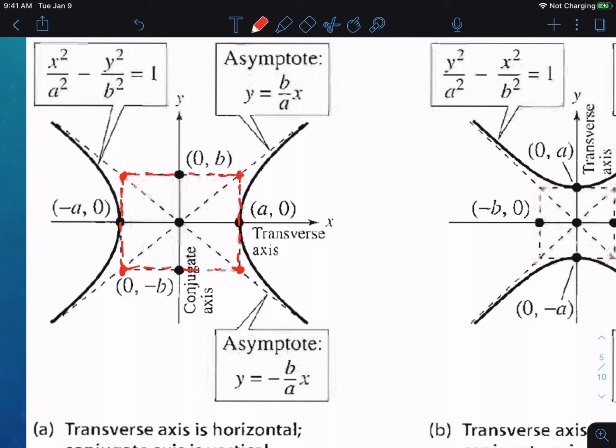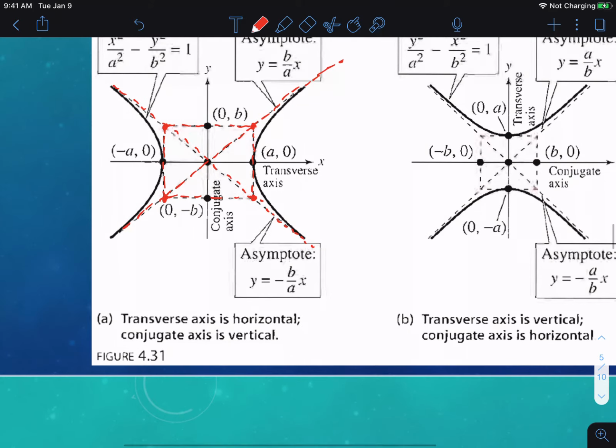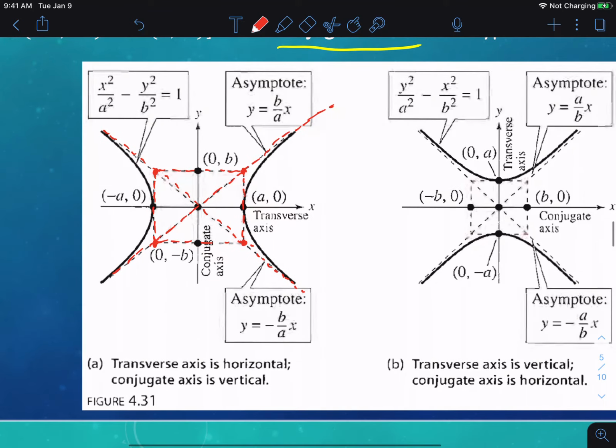If you write the equations of those lines, you end up creating what are called the asymptotes of the hyperbola. And you'll notice that the hyperbola, as it is being drawn, actually heads in the direction of and gets closer and closer to the asymptotes, and that's why they're called the asymptotes. And so that's how the hyperbola is created. So there that is for the horizontal transverse axis.